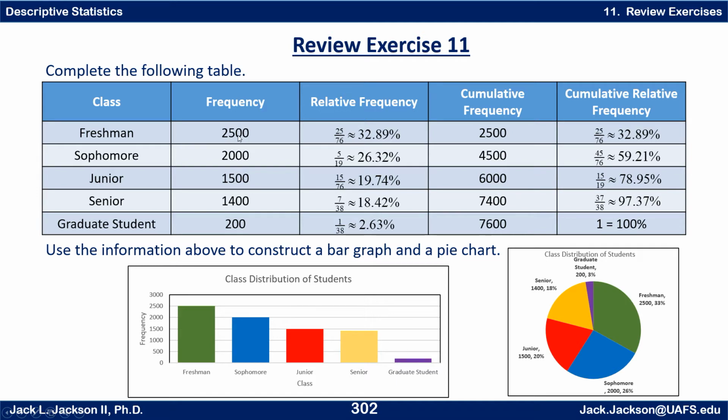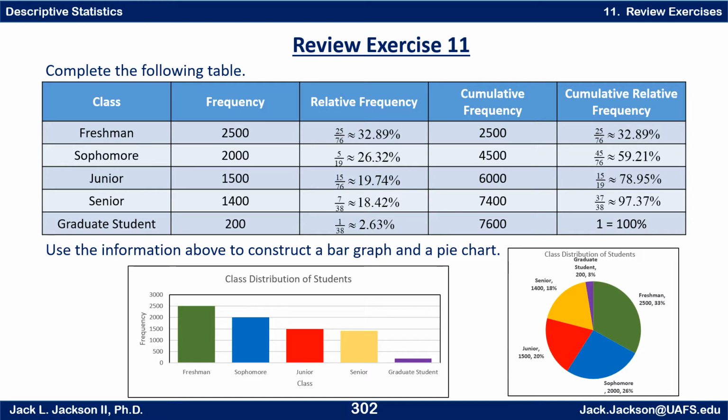So the first one is 2,500 divided by 7,600, which reduces to 25/76. That's the exact relative frequency in reduced fraction form. Or we can make a decimal or percentage out of that, and in this case I've made a percentage rounded off to 2 decimal places, approximately 32.89%. The next one, we take 2,000 divided by the total of 7,600, which reduces to 5/19, or approximately 26.32%. That was for the sophomore.